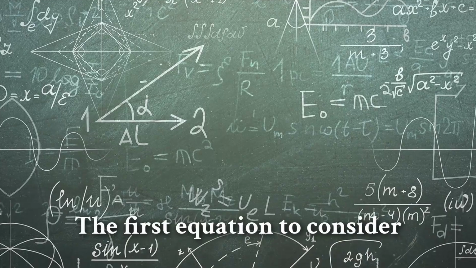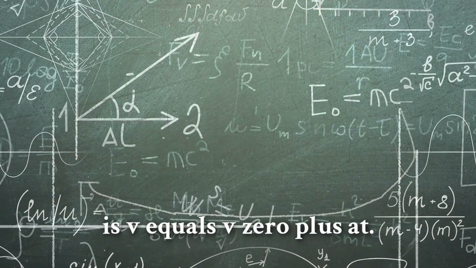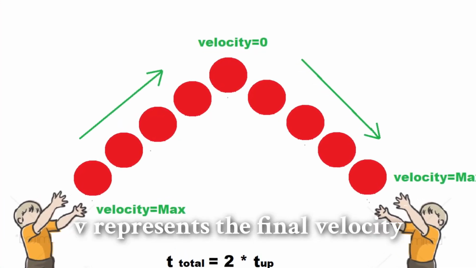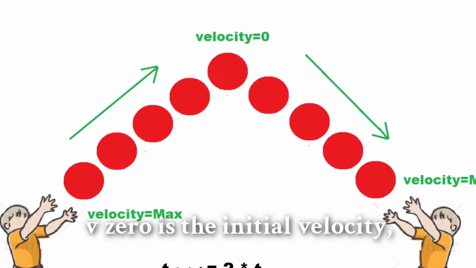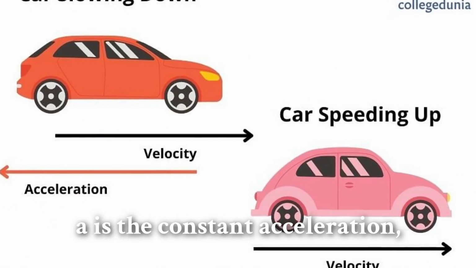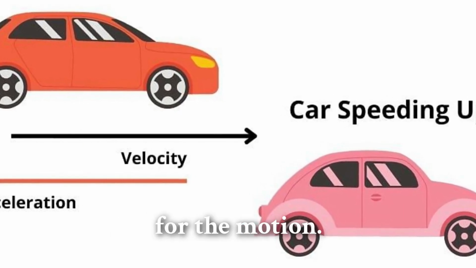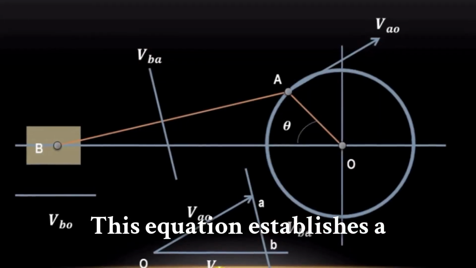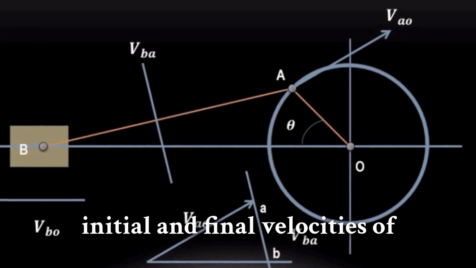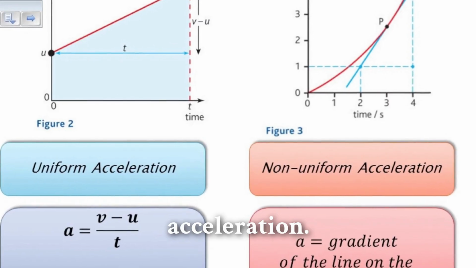The first equation to consider is v equals v0 plus at. In this equation, v represents the final velocity of the object, v0 is the initial velocity, a is the constant acceleration, and t is the time taken for the motion. This equation establishes a direct relationship between the initial and final velocities of an object undergoing uniform acceleration.